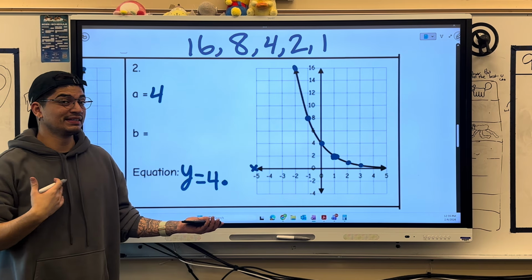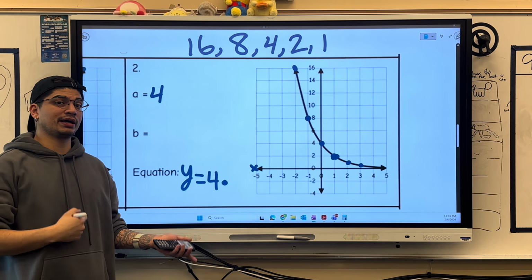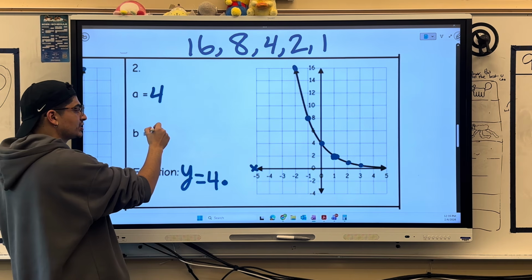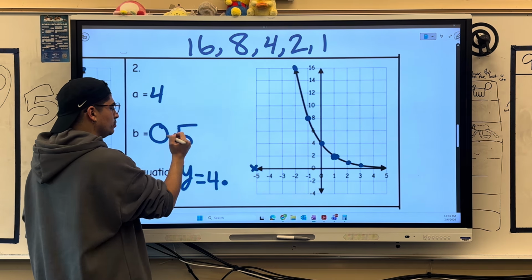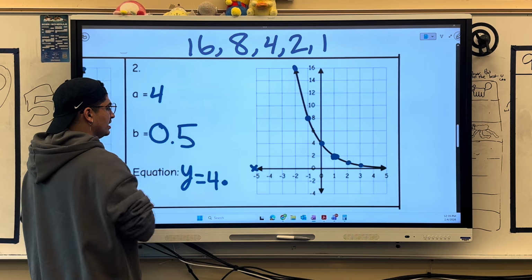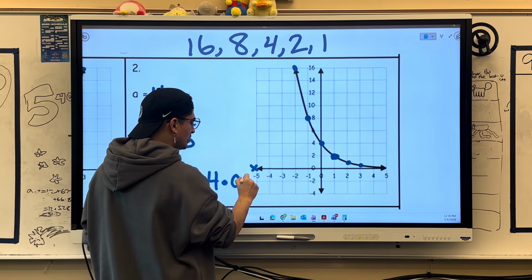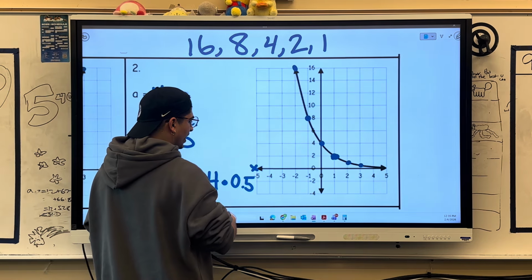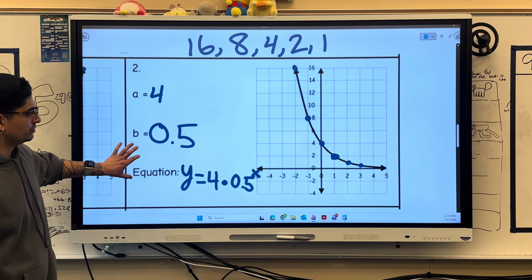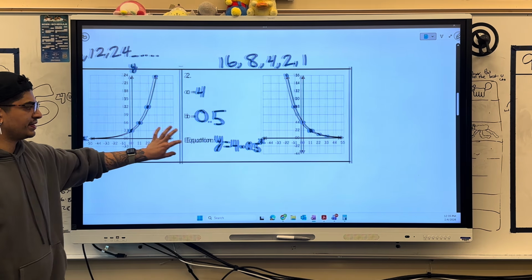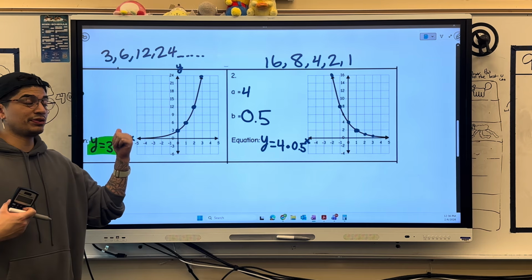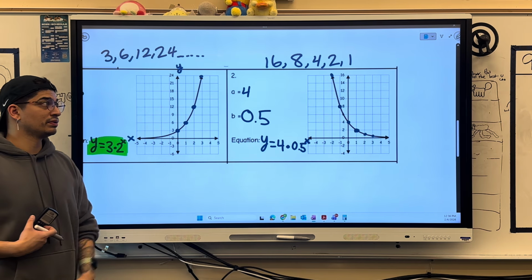Well, I'm dividing by 2, or I'm multiplying by 0.5 each time. 0.5 is my common ratio. So my formula would be 4 times 0.5, and it's kind of already there, with an exponent of x, right? So there you have it. That is filling out the formula from either a graph or from a table, right?